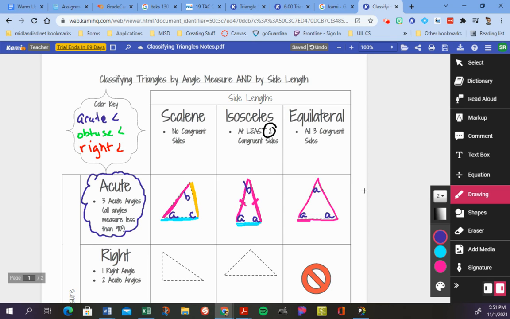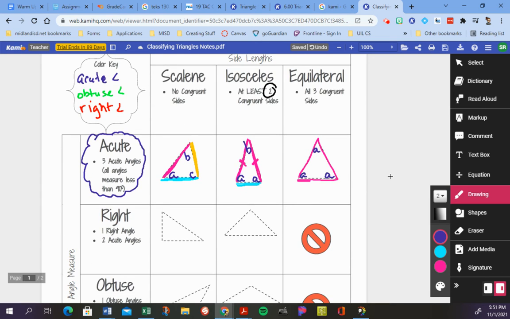Scalene. Where's my mouse? There we go. Now, right triangles. We're going to use red to indicate the right angle. This is my right angle. This is my right angle. And I don't have an equilateral that has a right angle. So we're going to have two.